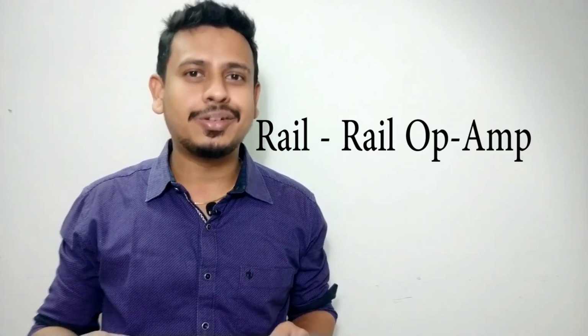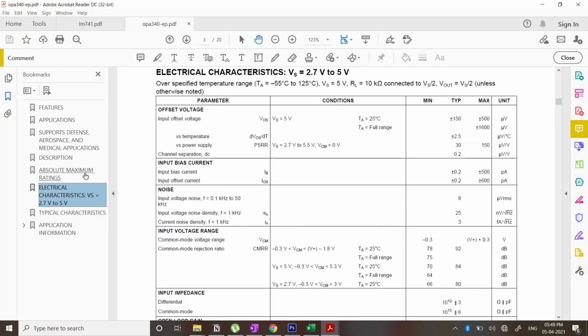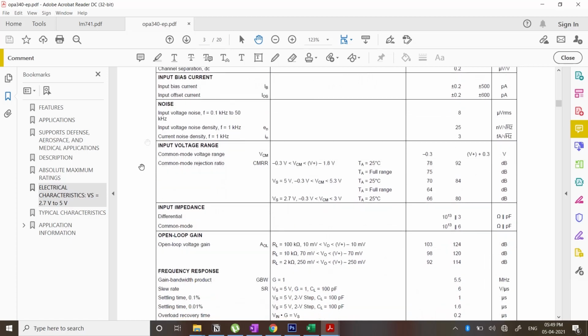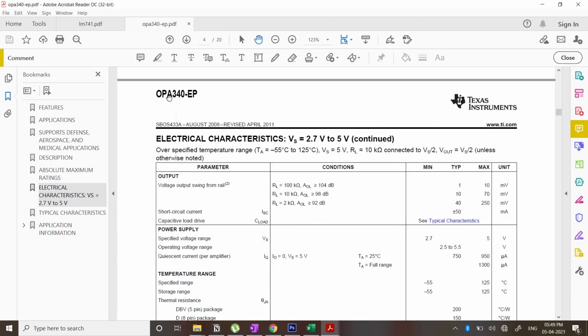There is a special type of operational amplifier called rail-to-rail operational amplifiers. This type of op-amp is specially designed so that the output swing of this device can go very close to the power supply lines.